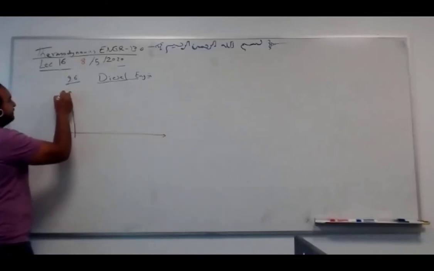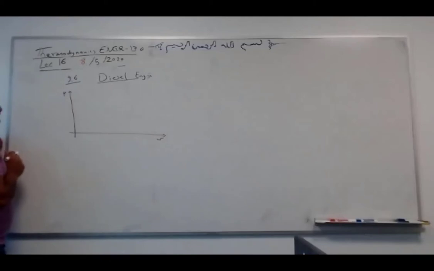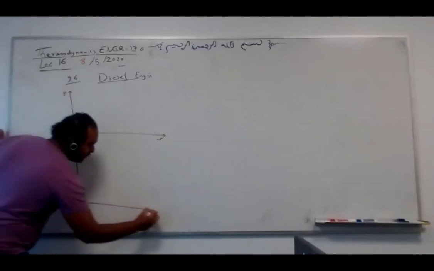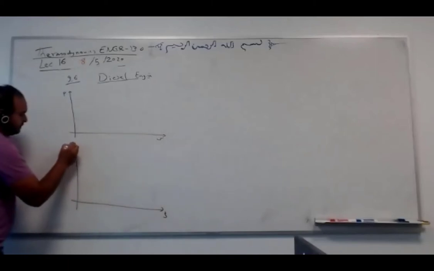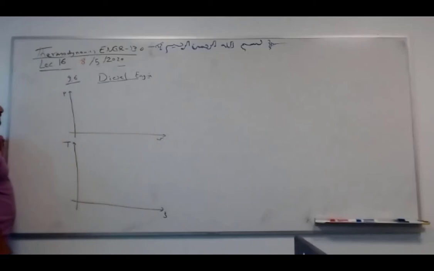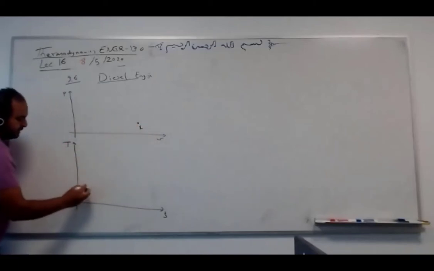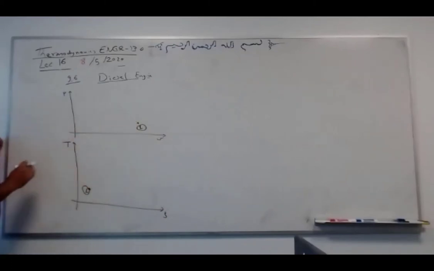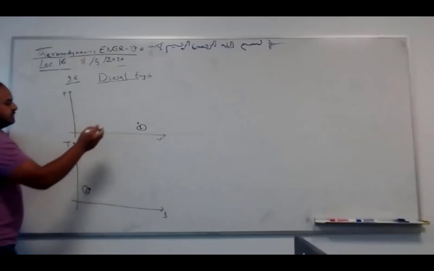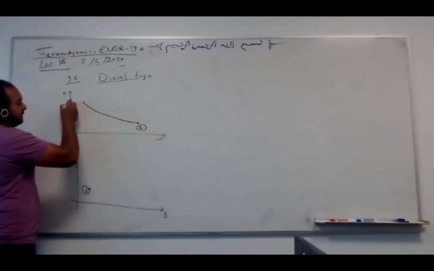So let's plot the PV diagram or TS diagram of the diesel engine, with pressure and specific volume, or temperature and entropy. Here we start at the bottom left. This is state 1. From state 1, we have isentropic compression, like this. There is no heat addition, it's reversible. Let's say this is state 2.